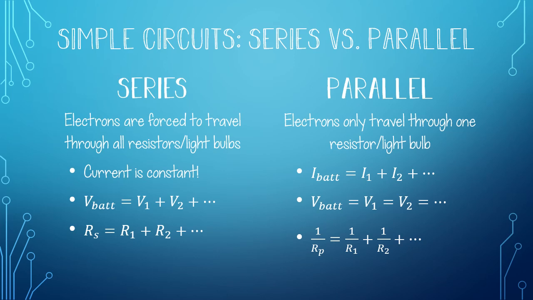For a parallel circuit, to find the equivalent resistance, we actually use an equation that is 1 over our parallel resistance, and that's equal to 1 over R1 plus 1 over R2 plus 1 over R3 if I have 3 resistors, and so on and so forth. We'll of course practice in using these equations and applying them to new scenarios.